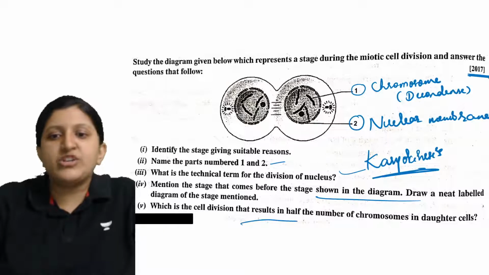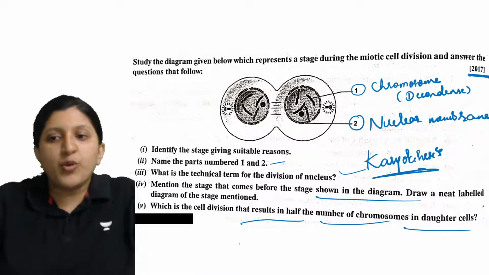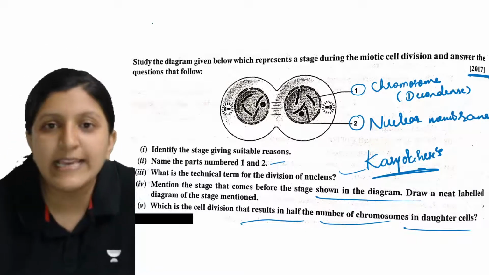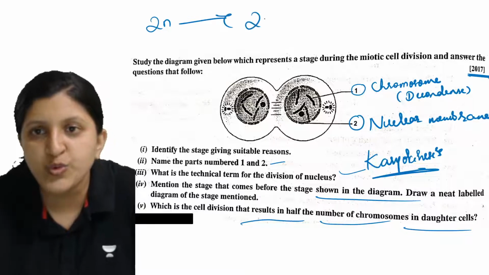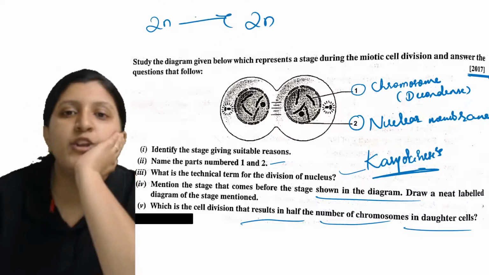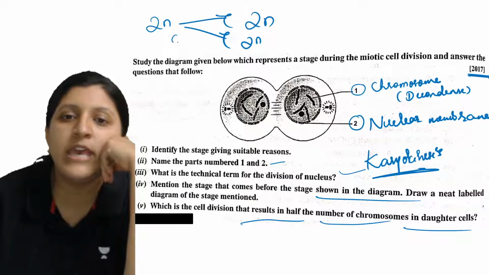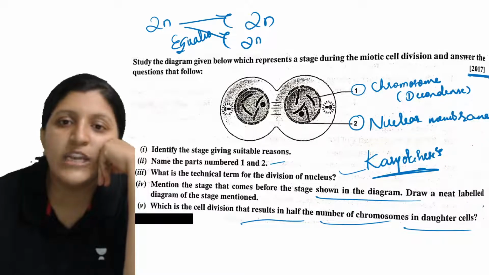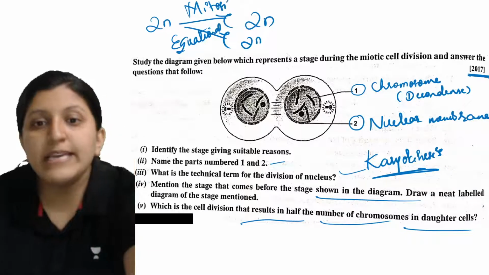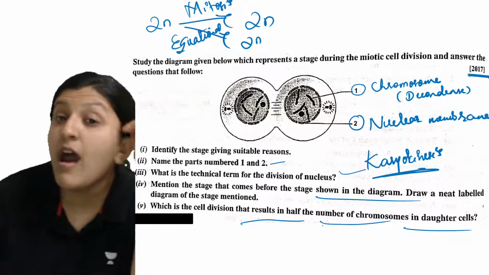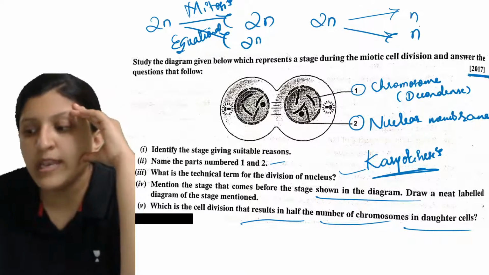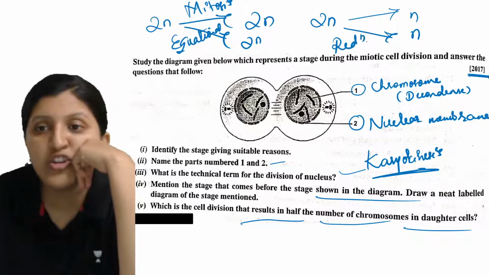Which is the cell division that results in half the number of chromosomes in a daughter cell? So where exactly is half the number of chromosomes produced? In that case the 2n is reduced. Okay, not reduced, 2n will remain as 2n in a daughter cell. So which is an equational division, and when we mention equational division, this is actually mitosis. But here what is asked? The cell division that results in half the number of chromosomes. So that means 2n is getting reduced to n, which is again a reductional division.